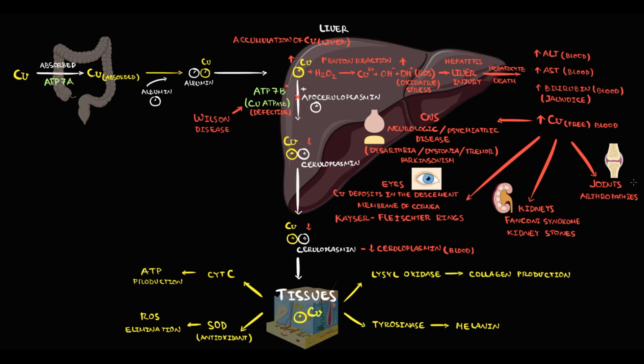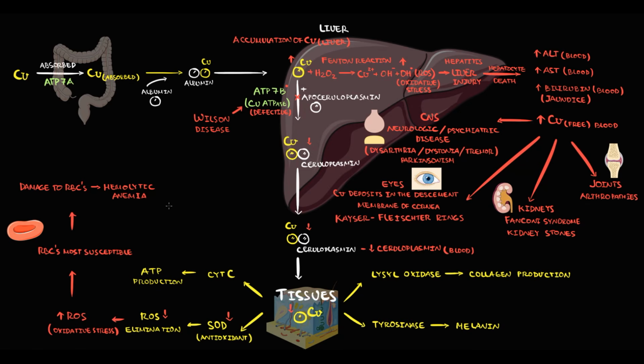But there is another problem. With decrease in ceruloplasmin production, the delivery of copper to peripheral tissues decreases. And one of the functions of copper is to serve as a cofactor for superoxide dismutase. So without copper, superoxide dismutase does not work, which means that we cannot eliminate free radicals. And accumulation of free radicals causes severe oxidative stress in tissues. One of the most vulnerable cells to oxidative stress are red blood cells. And severe oxidative stress inside the red blood cells causes their destruction. This state we call hemolytic anemia.